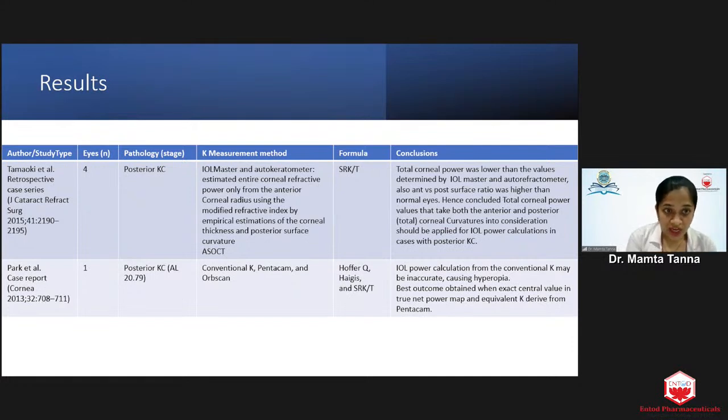Park et al. studied 1 eye of posterior keratoconus where the axial length was less. Conventional keratometer, Pentacam and Opscan was used. These were the formulas used in it. IOL power calculation from the conventional K may be inaccurate, may cause hyperopia. Best outcome obtained when exact central value in true net power map and equivalent K derived from Pentacam was used.